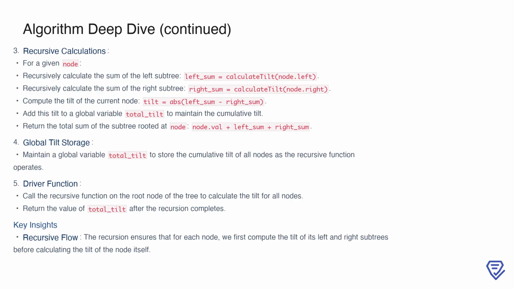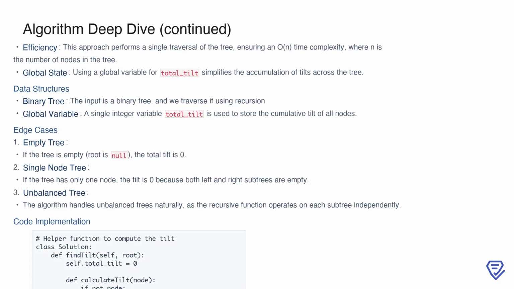Once the recursion is complete, the value stored in total_tilt gives us the total tilt of the entire tree. This recursive approach ensures that we visit each node once and compute all the required values efficiently. The efficiency of this solution lies in its traversal strategy.